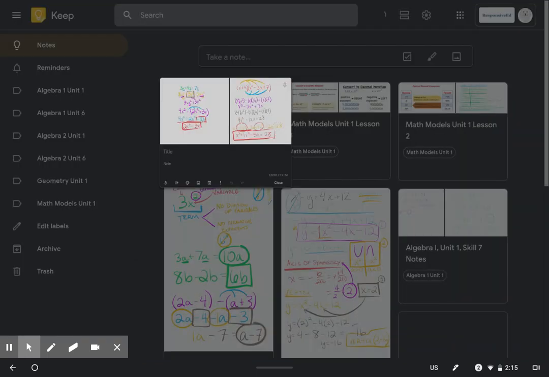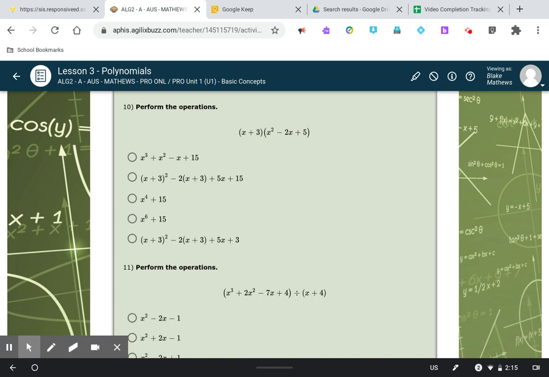So that's what you're doing in number 10. You need to multiply x times all of these, and then 3 times all of these, and then find out which one of these is the resulting expression when you're done at the very end. X times each one, 3 times each one, and then combine like terms.